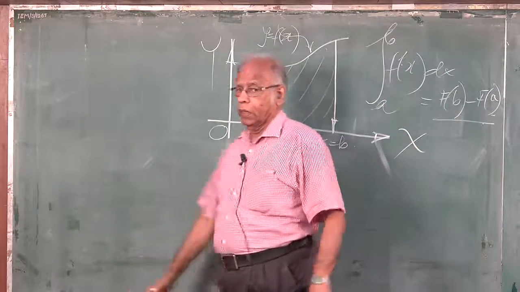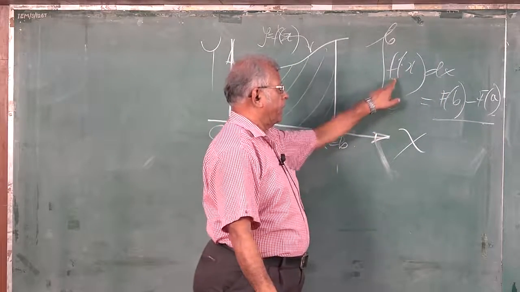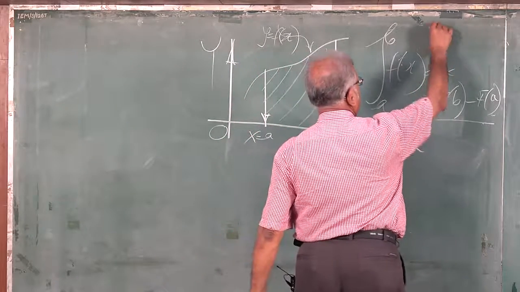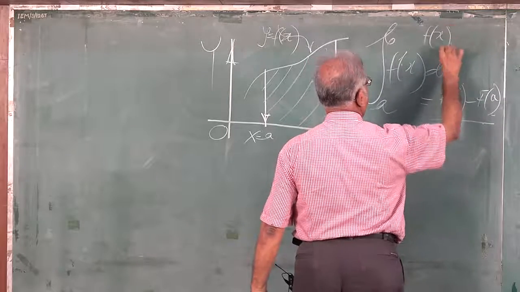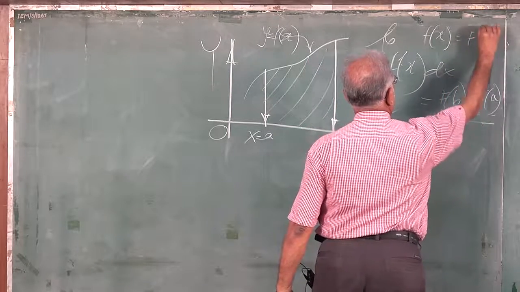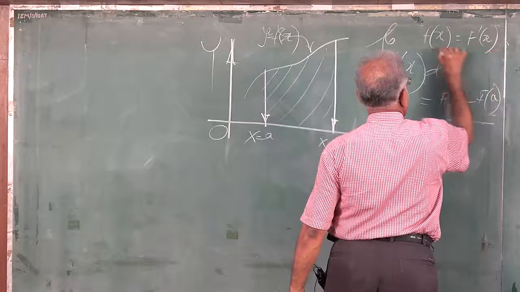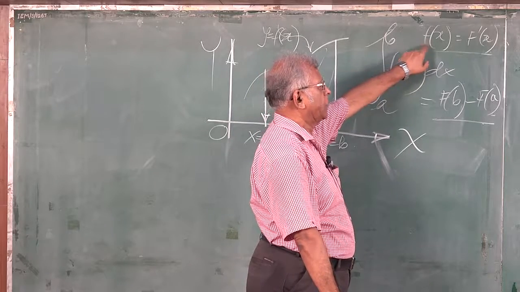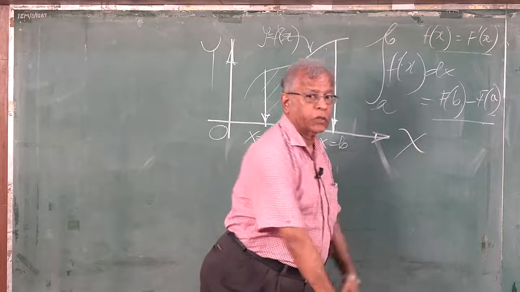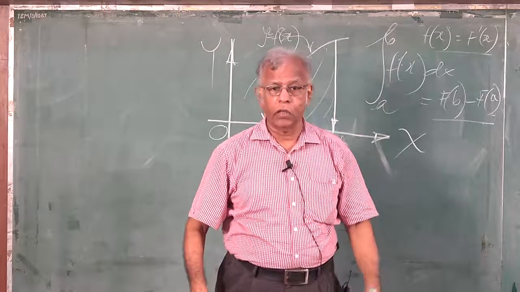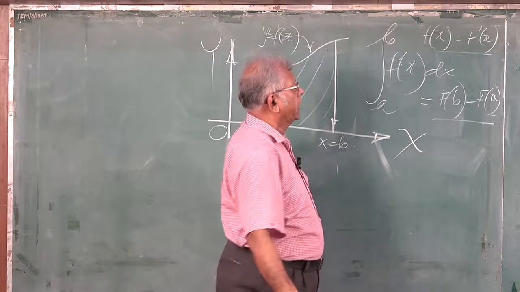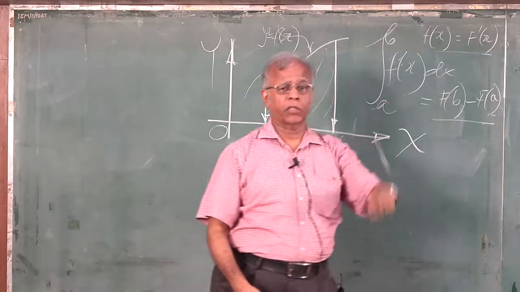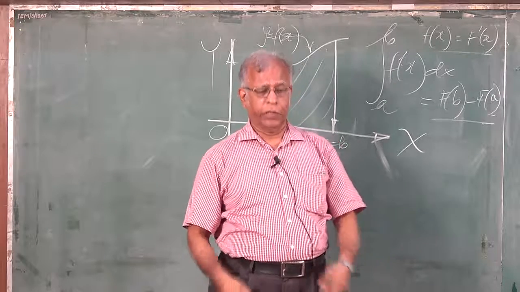In other words, this f(x) is such that it is the derivative of capital F(x). So, I can write here f(x) is such that it is the d/dx of capital F(x). So, what happens is when we integrate this function with respect to x, we will get capital F(x), which is called an antiderivative. It is called an antiderivative because the set of all antiderivatives is nothing but capital F(x) plus a constant, which is an arbitrary constant of integration.